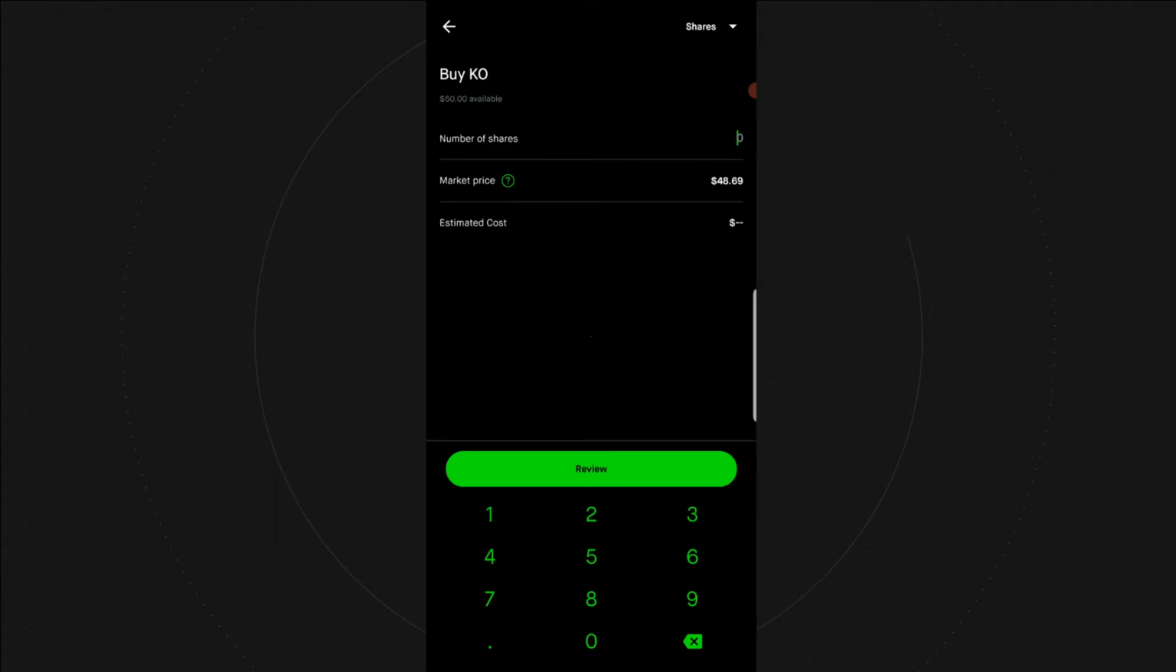For the sake of this demonstration, I'm just going to say 1. As you can see, it shows the market price, so that's how much it's going to cost me. I have right here $50 available. It says right underneath, buy KO.